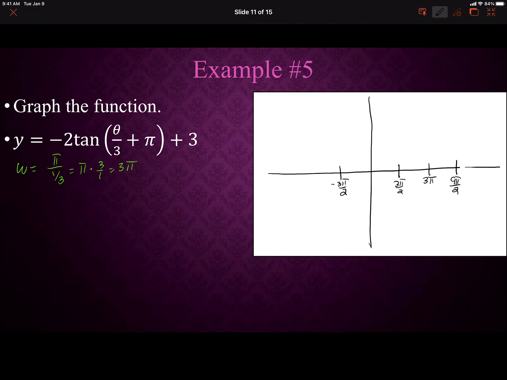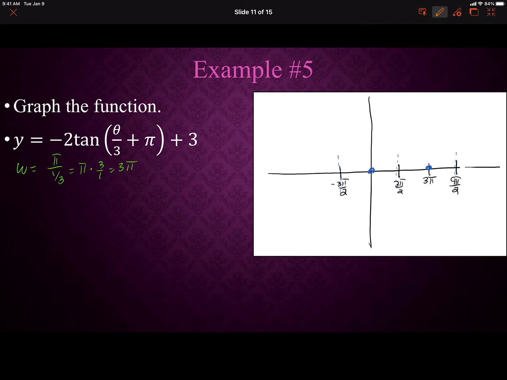So the original points you're going to have, and I'm not going to do the full thing, but again, there were going to be vertical asymptotes occurring at the negative 3 pi over 2, at the positive 3 pi over 2 and at the positive 9 pi over 2, and then points at 3 pi and 0.